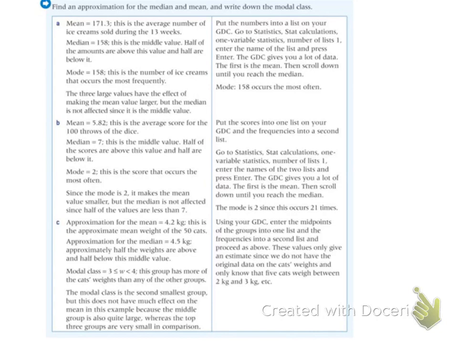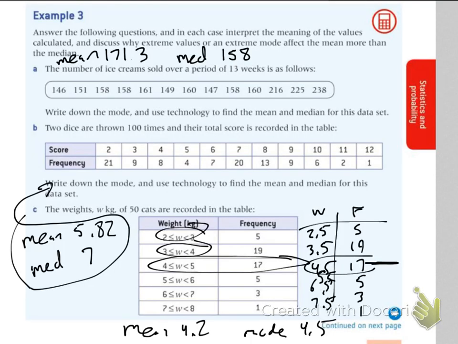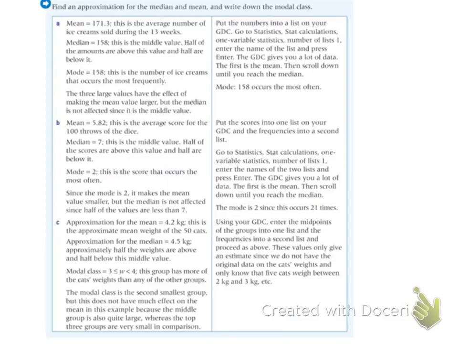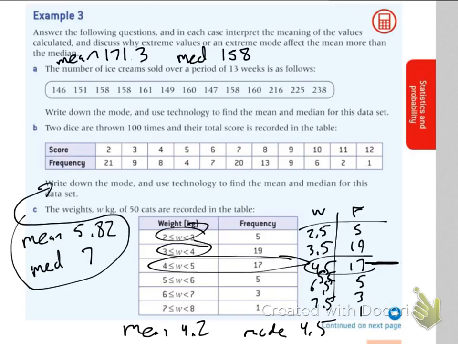So the modal class is the group that contains the mode, right? Because the mode, actually that's not the mode. Yes, it is. We said the mode should be 4.5, so the modal class should be the second highest class. Oh, the modal class is the one that has the highest number of items in it. It does not contain the mode necessarily. It's just saying that it'll have the biggest pull for most of your numbers. So that's very interesting.